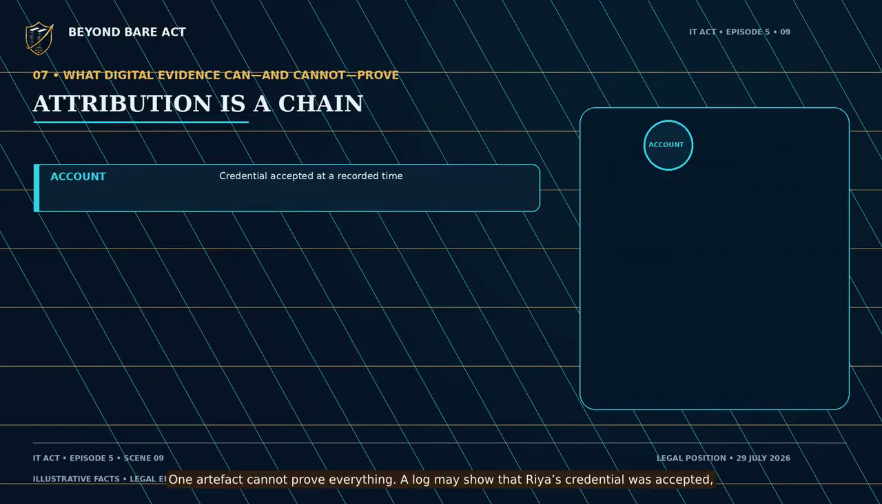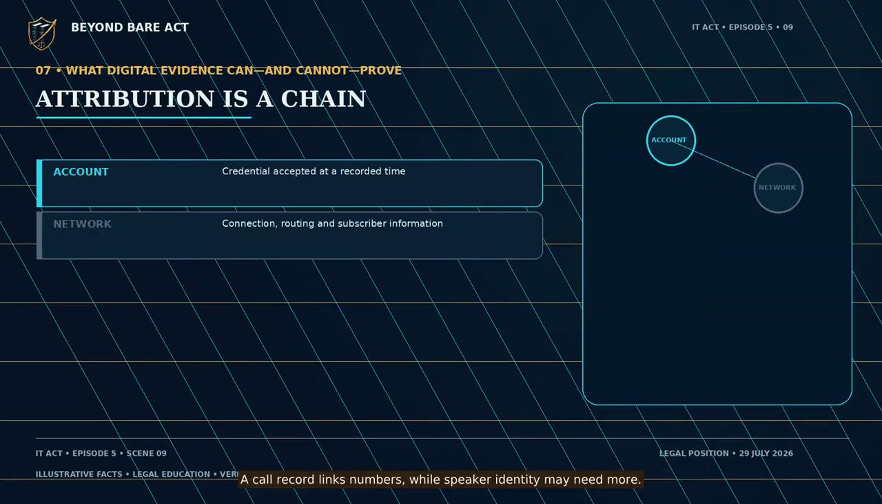A log may show that Riya's credential was accepted, not who typed it. An IP address may identify a connection or subscriber, not invariably the user behind a shared router, VPN, compromised device, or mobile network. A call record links numbers, while speaker identity may need more. A bank trail shows where money moved, while control and knowledge remain separate.